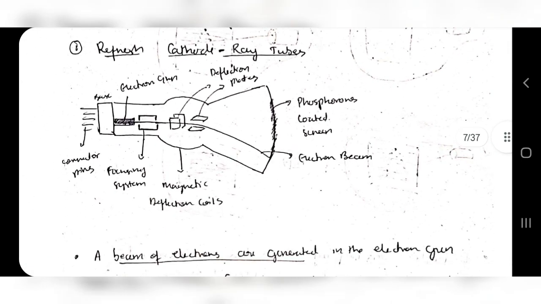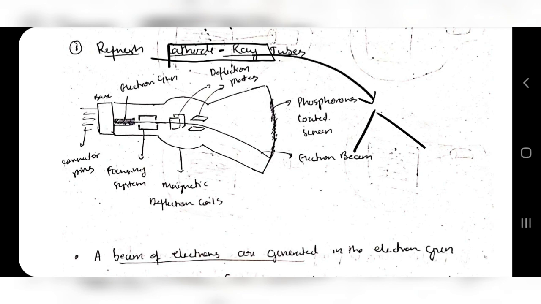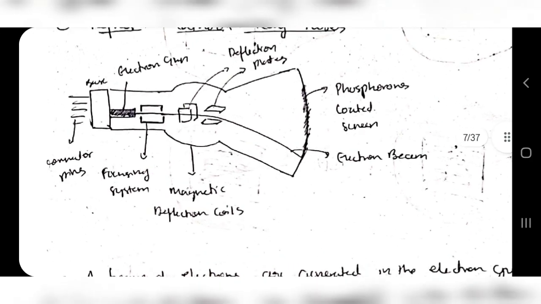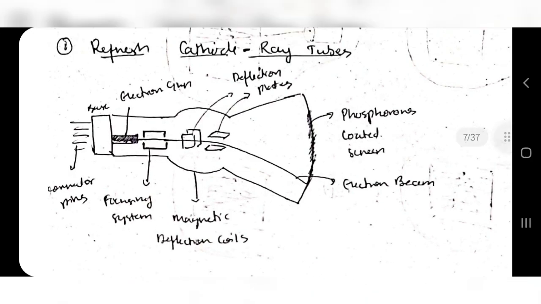Okay, so let's see the main device behind the other two devices: a refresh cathode ray tube. Based on the working of this one, the other two devices are made. Okay, so this is the main thing which you need to know, and first you have to explain this one before writing anything if they ask about video display devices in the exam. Okay, so what you have to do is, as you can see here, these are the connector pins.